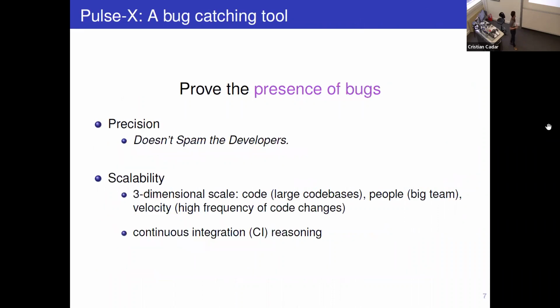Okay, so we developed a tool to prove the presence of bugs, and our tool doesn't spam developers very much, and it scales very well. It scales in three dimensions. It can support a very large team, around 1,000 developers, and it can verify bugs in millions of lines of code, and can support around 10,000 diff commits per week. Especially, it can support CI reasoning, so it can support run-anywhere analysis.